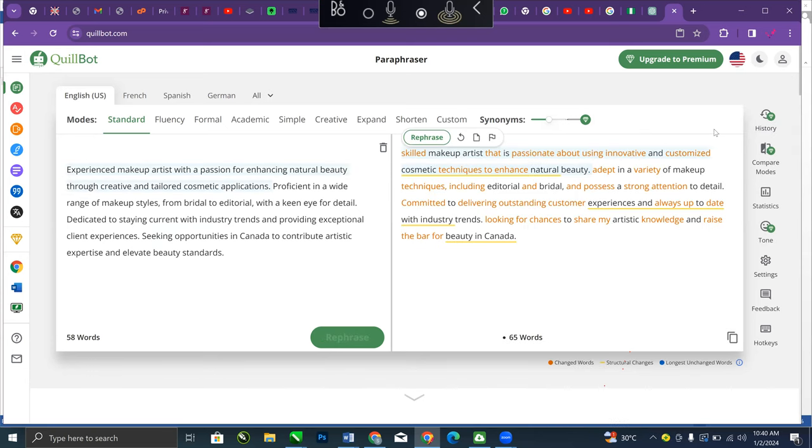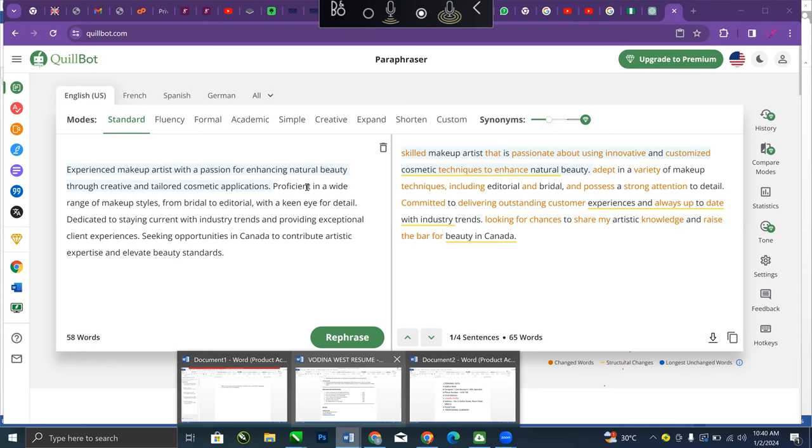Quillbot, Q-U-I-L-L-B-O-T. I'm going to put all those links somewhere underneath this video or on our group as well, okay? So this is Quillbot. From this Quillbot, you can decide to paraphrase some things. Make it your own. Don't copy and paste from an AI and put it on your CV. Make it your own, but it gives you a very good skeletal foundation for you to now put the flesh on it, you know? So this is really cool.